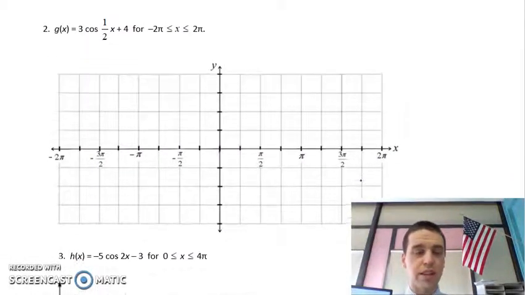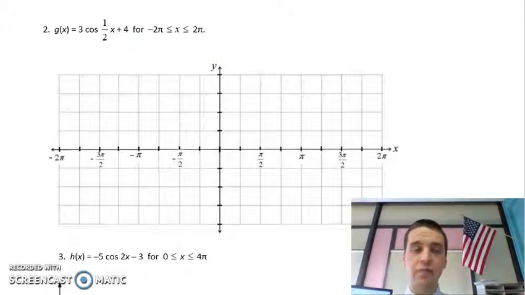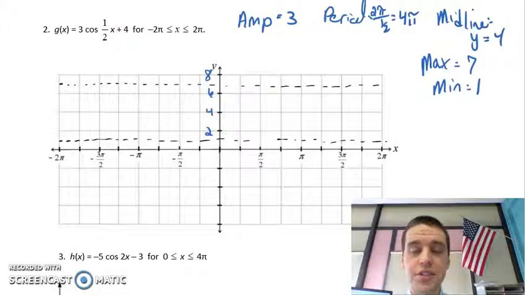Let's look at this one, and then you guys can try 3 on your own. So here, I want you to pause the video, and I want you to write down what the amplitude, period, and midline is. So pause it, please. You can also find the max and min from this, so pause it if you don't have what I have written down, and I'm going to continue here.